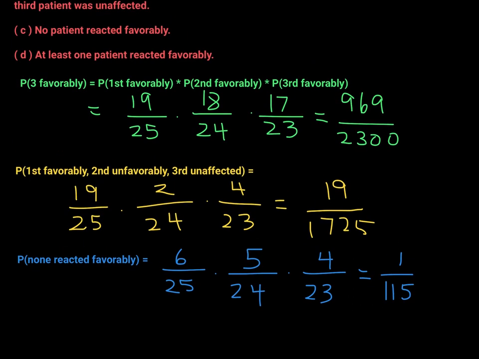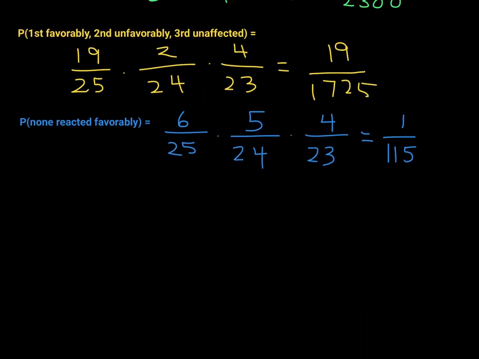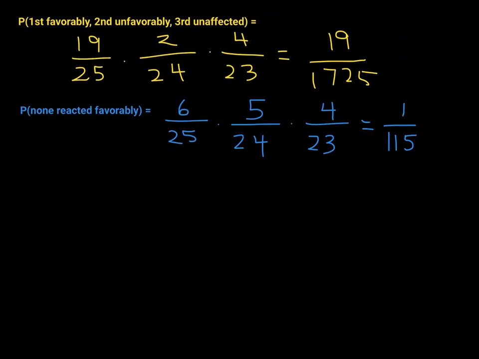at least one patient reacted favorably. Now, for this one, I think we can use the formula that we learned in an earlier lesson. Here, let me write it down for us. So we learned this formula that the probability of an event happening at least once is equal to 1 minus the probability of the event that the event does not happen at all. Now, we just figured out that the probability that none reacted favorably is 1 over 115.